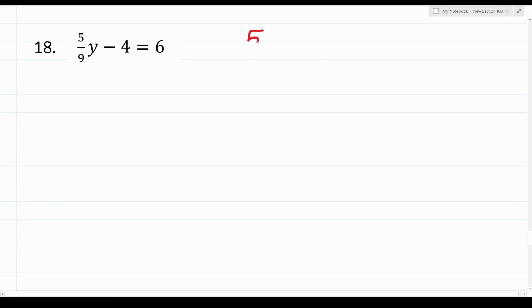So we have 5 over 9 y minus 4 equals 6. Again, our goal is to find a value of y that makes this equation true, and we're going to use addition, subtraction, multiplication, and division in an effort to isolate a letter variable. So that means we're going to use those operations ultimately to get y equal something by itself.